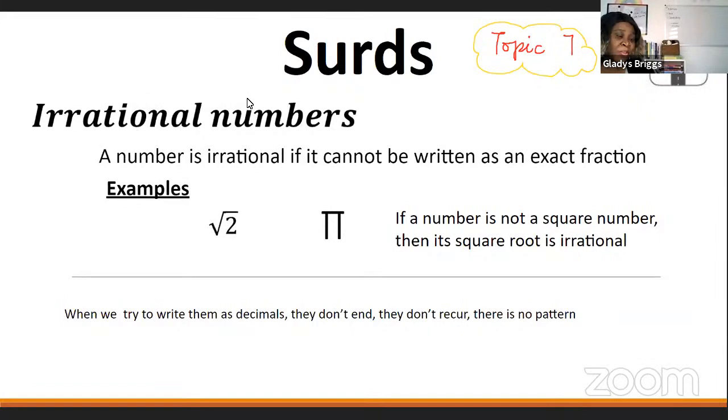So an irrational number, to start with surds, we have to know what irrational numbers are. An irrational number is a number that cannot be written as an exact fraction, okay? So try to put square root of 2 in your calculator and see what type of number it is going to give you.